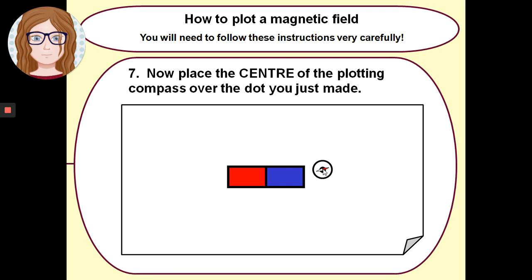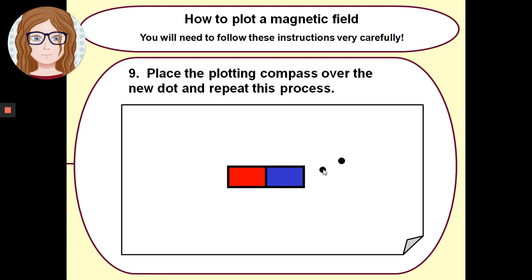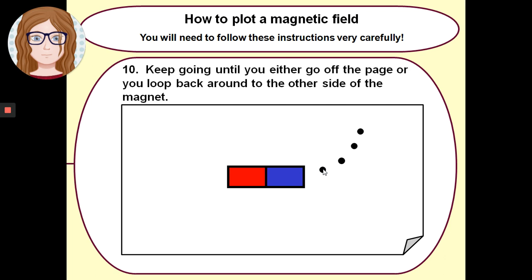Now we need to draw another dot where the compass is now pointing. And we'll continue that process, moving our compass along each time so that it's centered over the dot. And we'll continue drawing our pencil dots until we reach the edge of the page or get back to the magnet. So that's our first field line drawn.